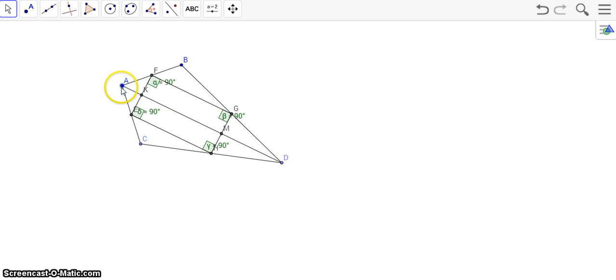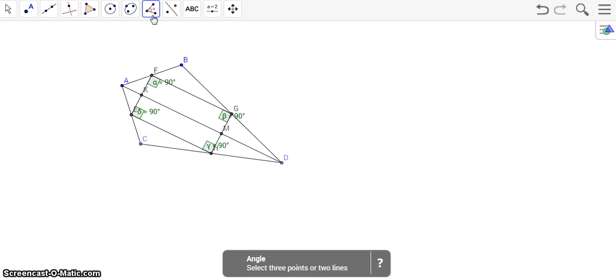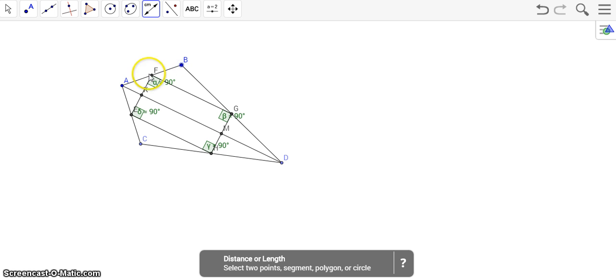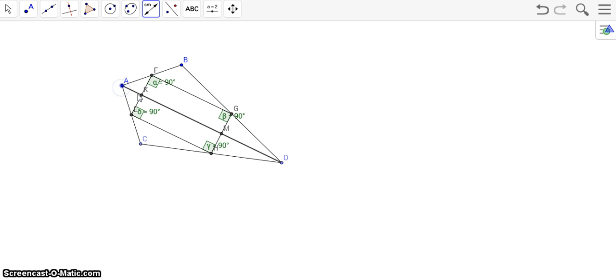So F was defined as the midpoint between A and B, which means that the horizontal distance of that, AF, is going to be half that of AB. That is going to mean something in particular. I'm running a little short on time though, so I think I'm going to just shortcut this and measure those lengths. So let's do the distance of A and K.